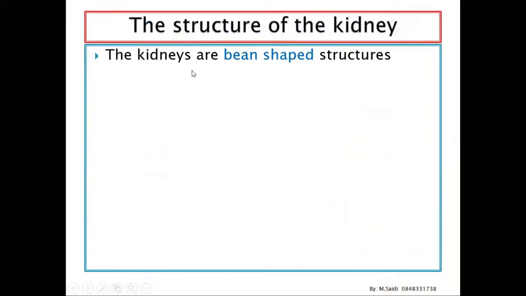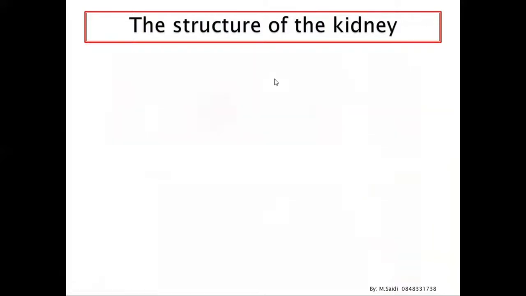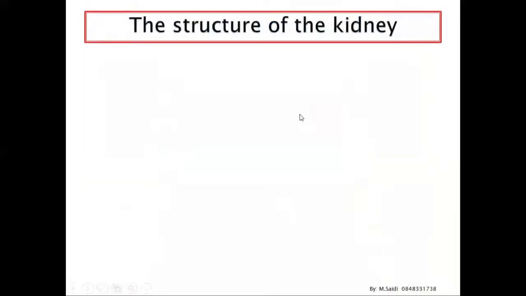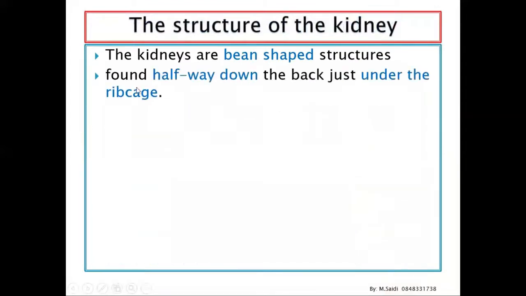So we are saying that the kidneys are bean shaped. You have seen that it's like a bean. If you look at it here, you find out that it's like a bean. If you cut this part, you think that's a bean. They are bean shaped, found halfway down the back, just under the rib cage. So it's not in front, it's at the back, just below the rib cage.